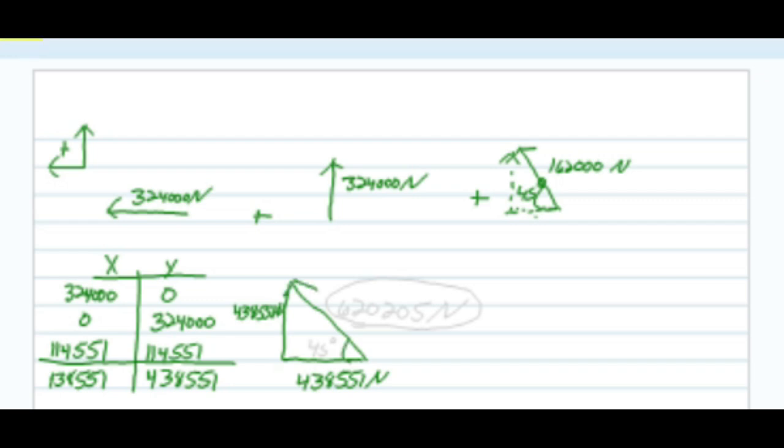We know this angle obviously is 45 degrees since the legs are the same size. And then we'll do the Pythagorean theorem with 438,551 in each direction: 620,205. 620,205 newtons is the net force directed at a 45-degree angle up and to the left. So it's a little more complicated example using vectors.